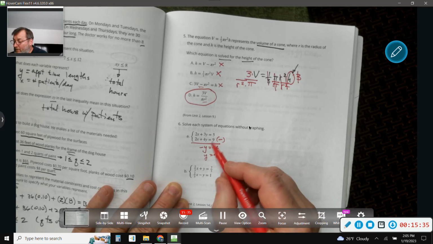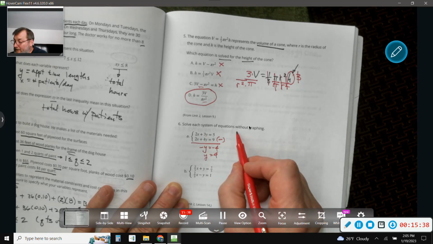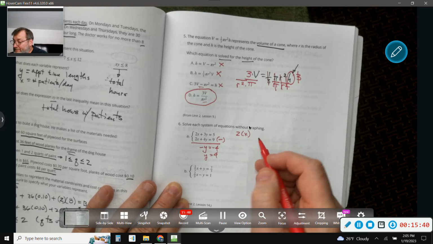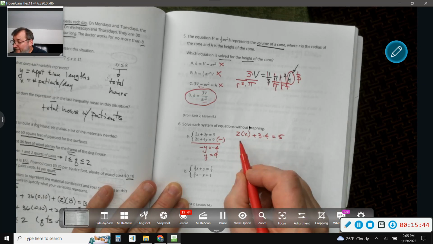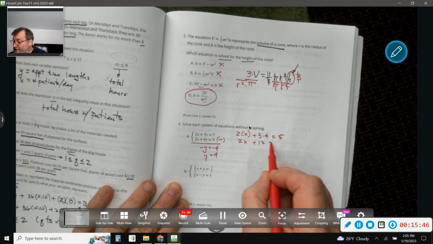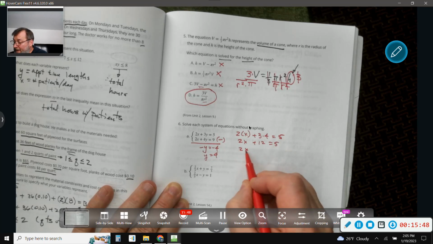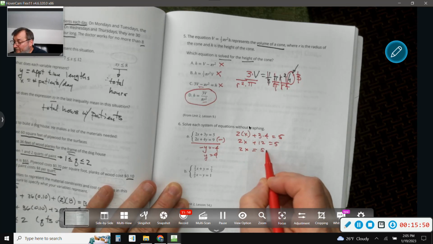Well, if y is 4, we can just substitute it back in here. 2 times x plus 3 times the 4 equals 5. Well, that's 2x plus 12 equals 5. 2x equals 5 minus 12, which equals a negative 7.